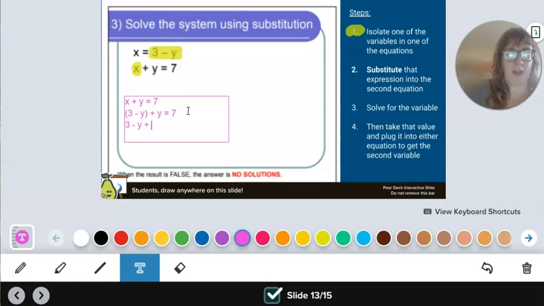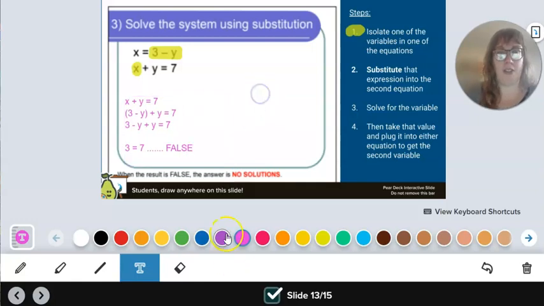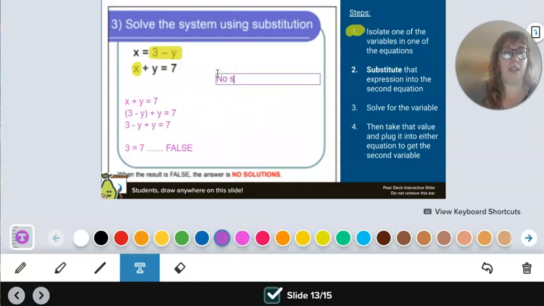Now we can drop the parentheses. There's nothing to distribute in front. Negative y plus y cancel out, and then we're just left with 3 equals 7, which is obviously a false statement. So this is no solution. The lines are actually parallel.